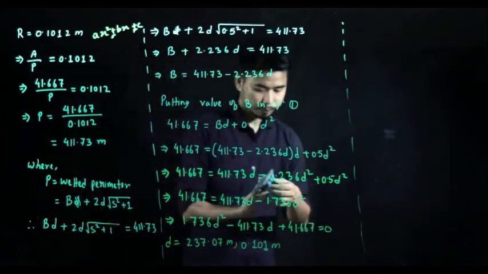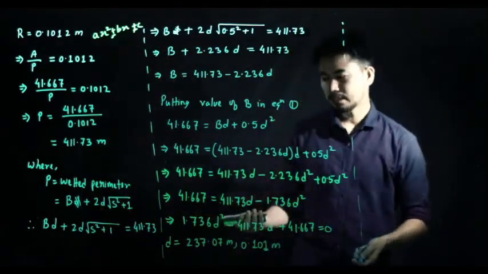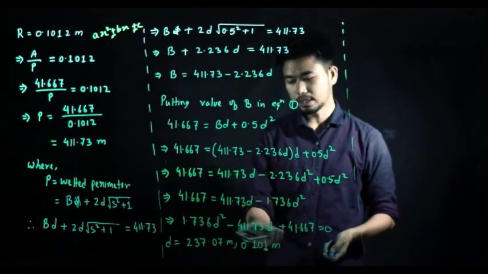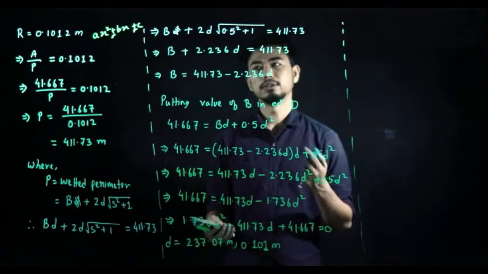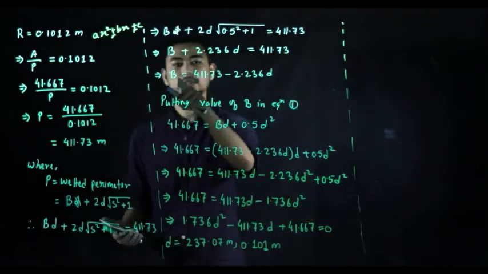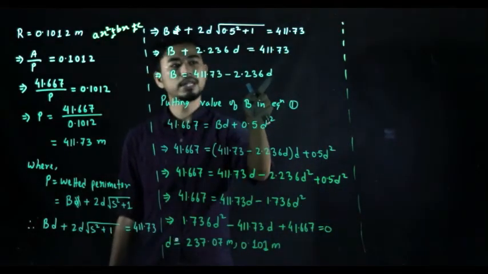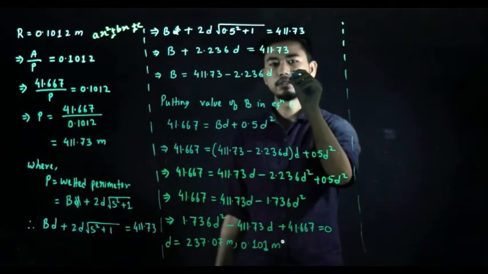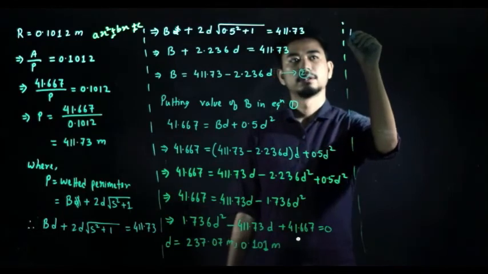So let's see. Since we have to design, we have to find both the values of B and also the value of D. We have just got the D value, so now we will be finding out the value of B. How? By using this format. If you put the value of D, you will get the value of B. Let's make this equation number 2.